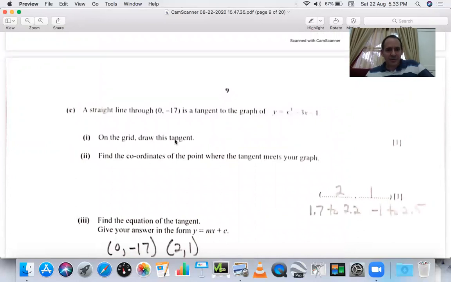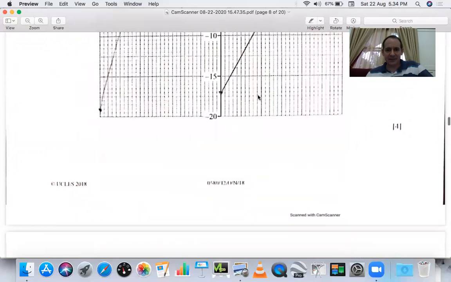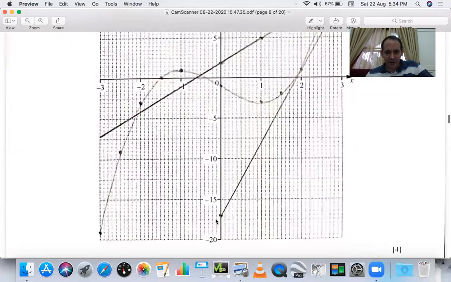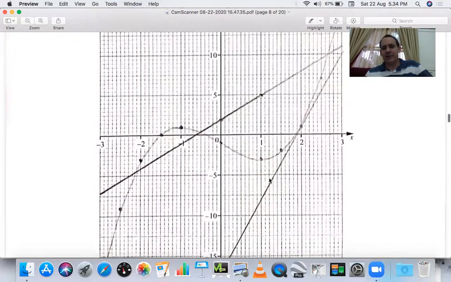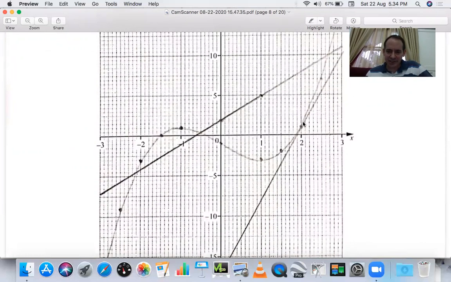Then we move on to the second part. It says, draw a tangent that goes through (0, -17). Well, here's (0, -17). So a tangent means that your line does not go through the graph. Your line has to touch the graph, but not go through it.